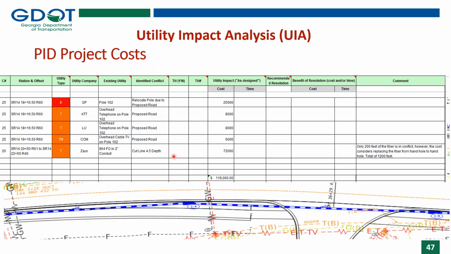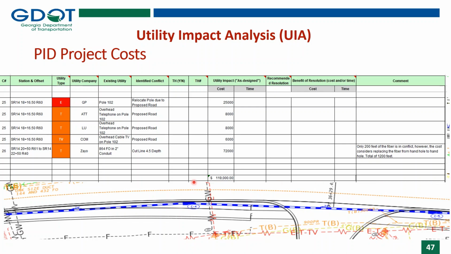And the other thing that we want to think about as well is for underground fiber optic lines, when they are in conflict with a project, the utility owners do not want to create new splices in their fiber. So they will usually install a new fiber from splice to splice. And we have to include that additional footage with the relocation costs for the fiber.